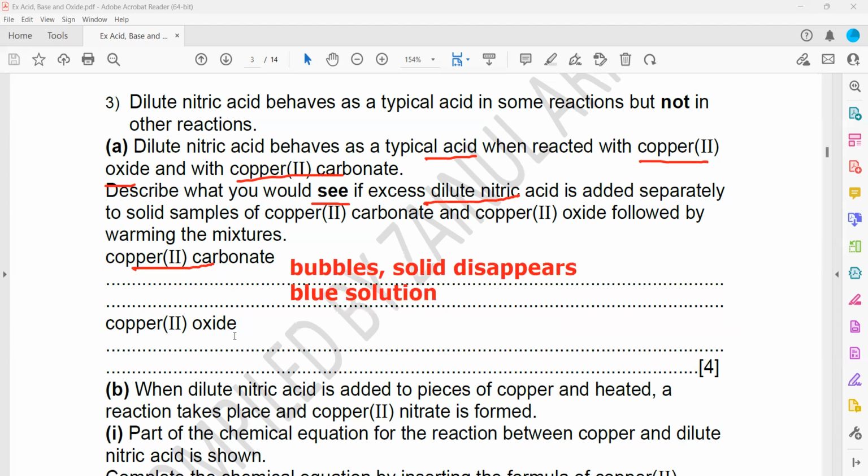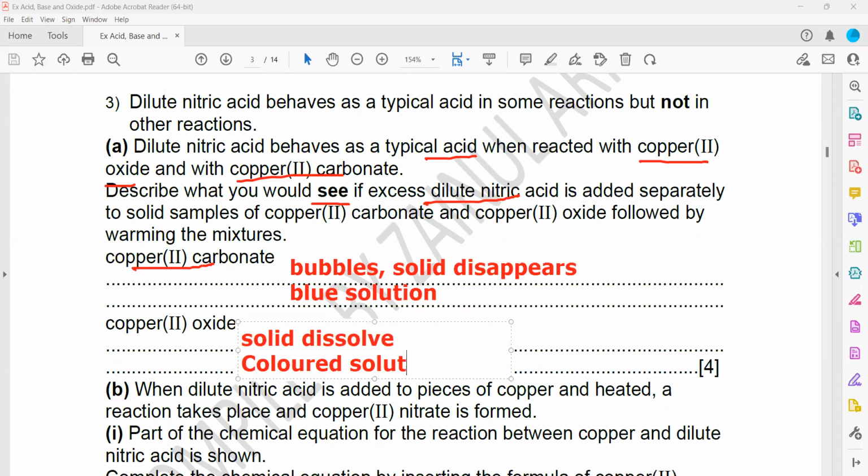When it reacts with copper oxide, what is the observation? You can say color change. A solution showing a color change is acceptable. When copper(II) oxide reacts with nitric acid, it gives copper nitrate plus water. So no bubbles will be there. The solid will disappear. The solid dissolves, or the solid will disappear, and a colored solution forms. If you don't specify the color, that's fine. You just mention that a colored solution is formed.